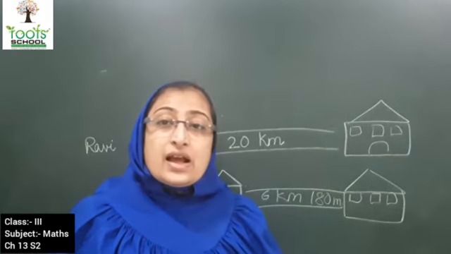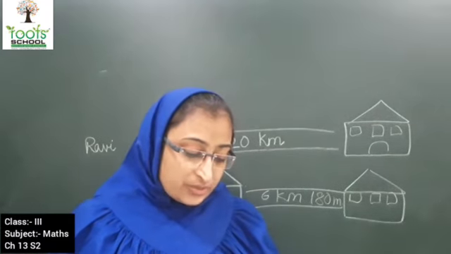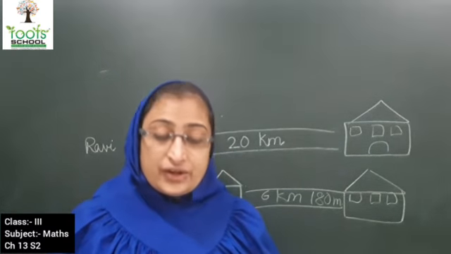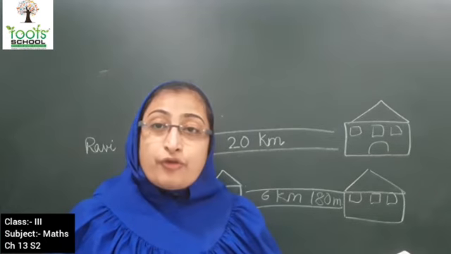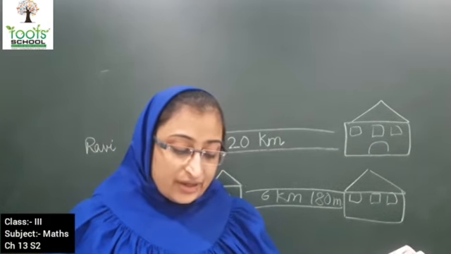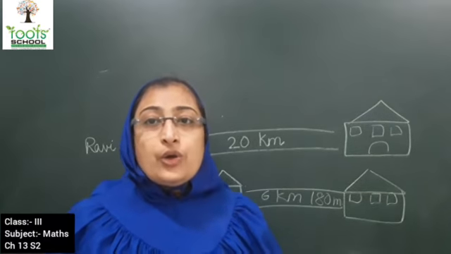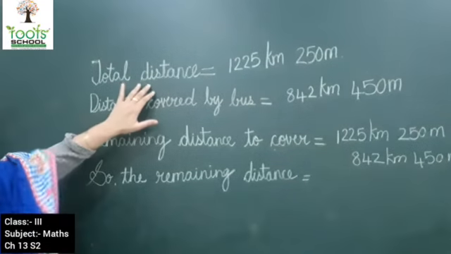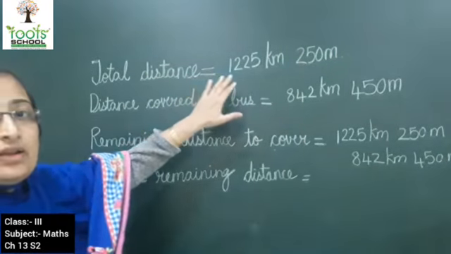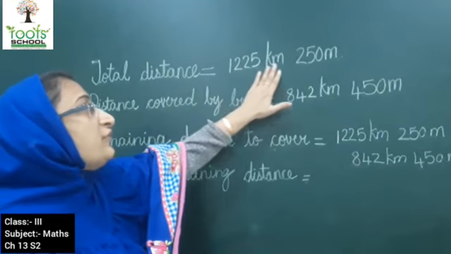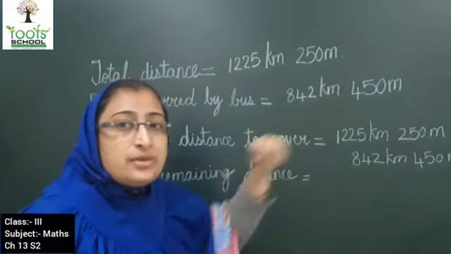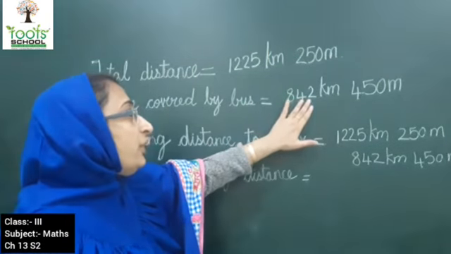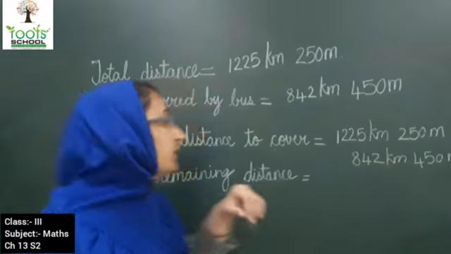Out of 1,225 kilometer 250 meter, a bus covered a distance of 842 kilometer 450 meters. What is the remaining distance that the bus has to cover? Okay kids, come on now, let's solve this sum. Total distance is 1,225 kilometers 250 meters. Distance covered by bus is equal to 842 kilometer and 450 meter.